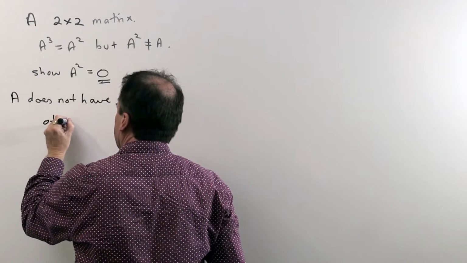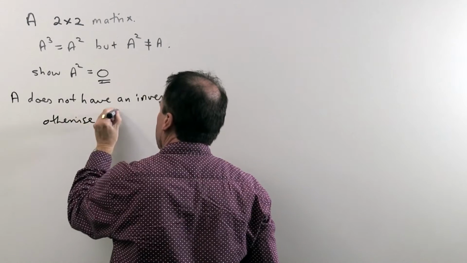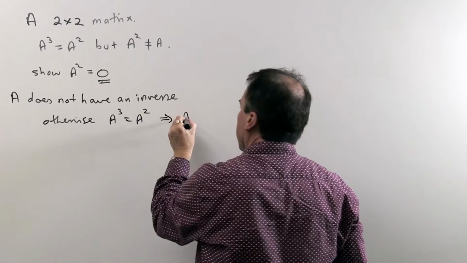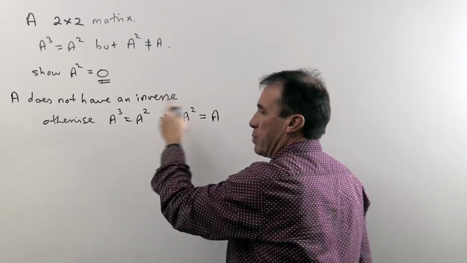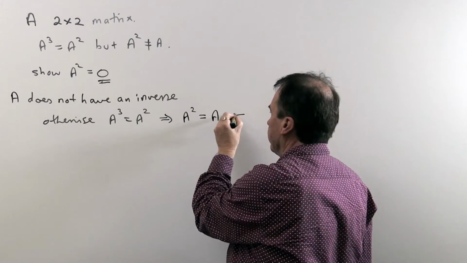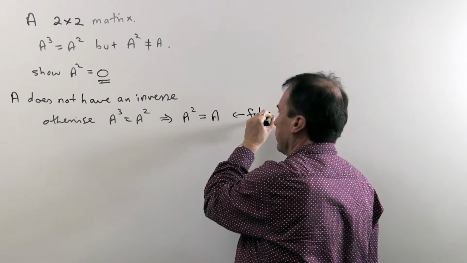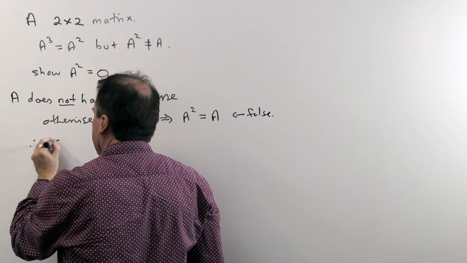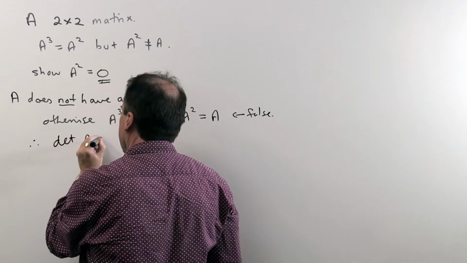Otherwise, the equation A cubed equals A squared would imply that A squared equals A by simply multiplying both sides by the inverse. And that's false. So A does not have an inverse. That means the determinant of A must be 0.